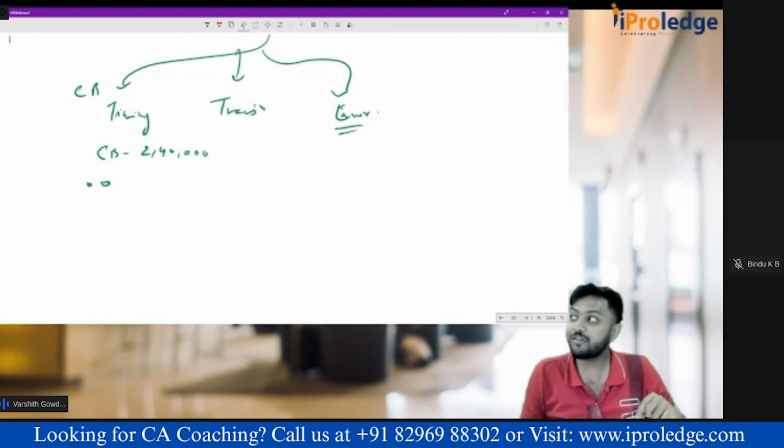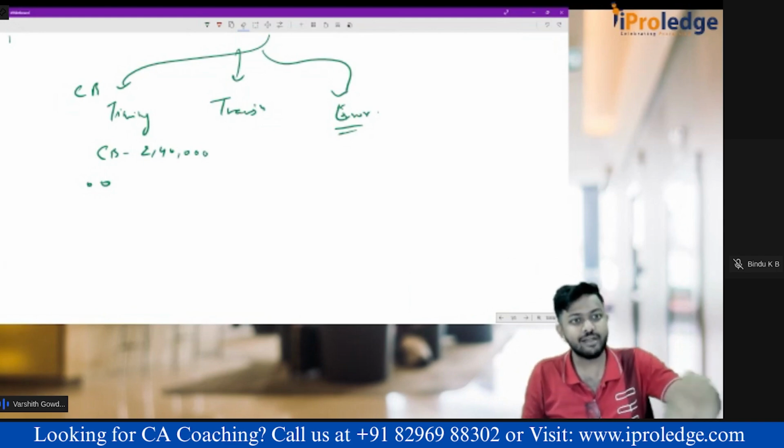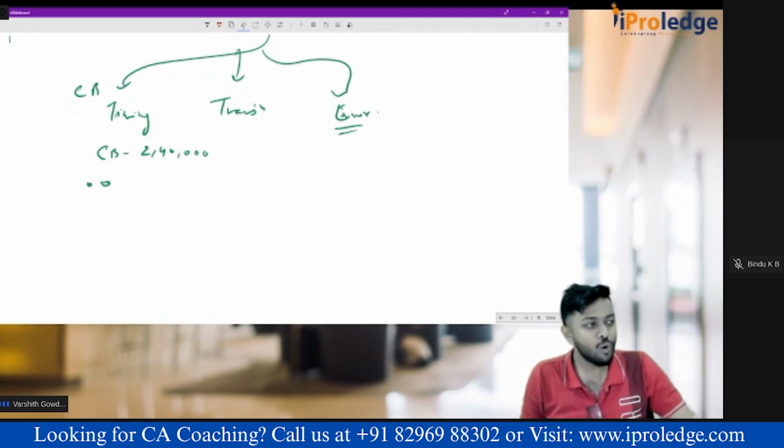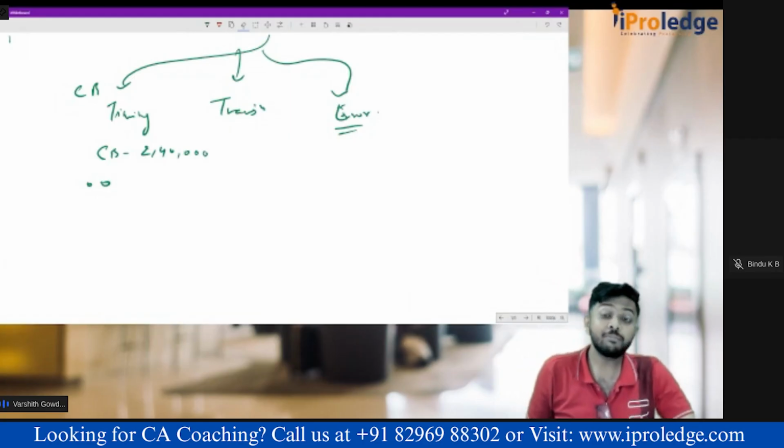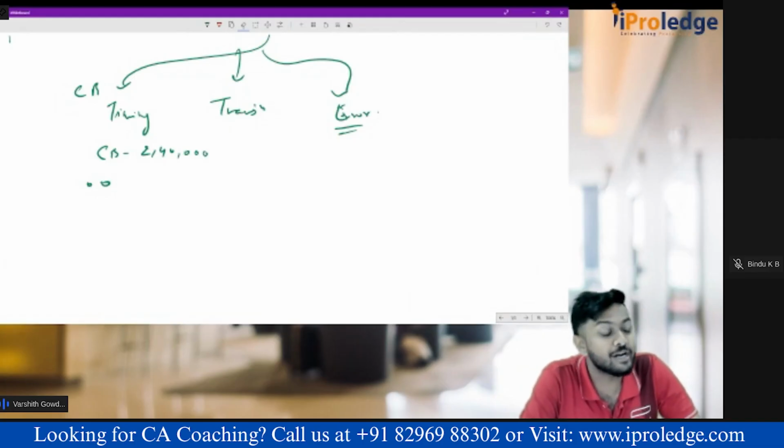Now, how to find out when they have given something as overdraft? Generally, they'll give it directly only. Overdraft balance as per passbook, or cash book, and the negative balance. Sometimes they'll give debit balance of passbook. What do you understand? It's an overdraft. Debit balance of cash book?